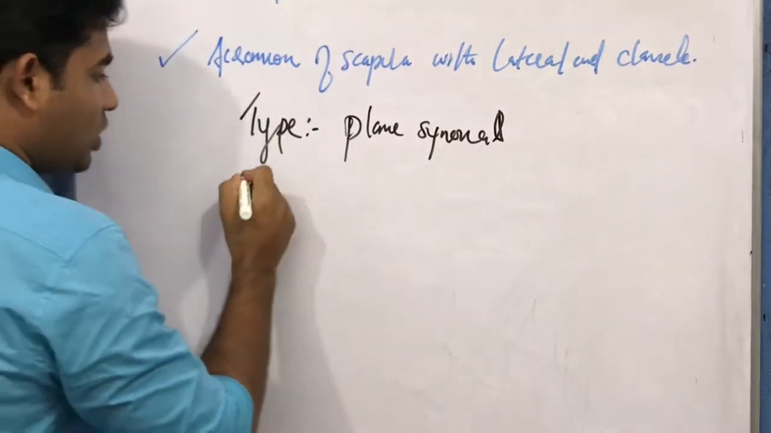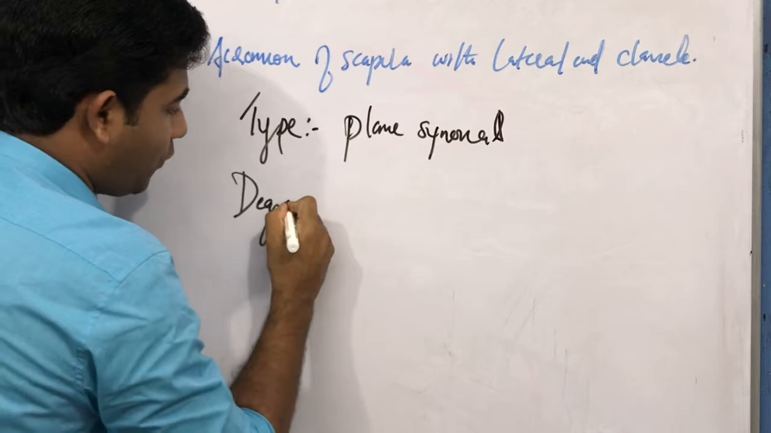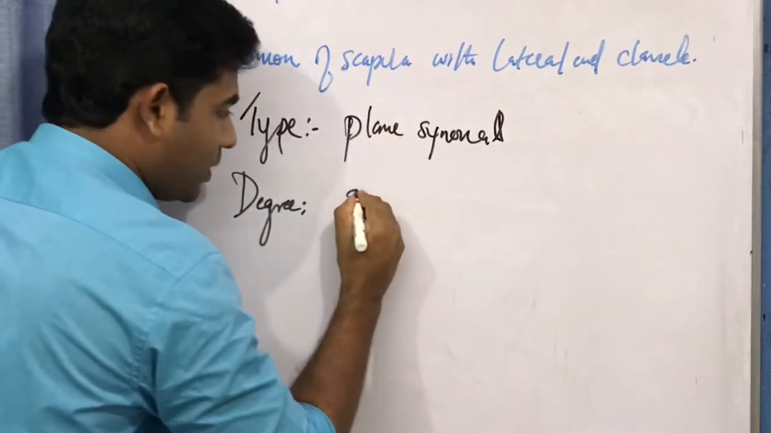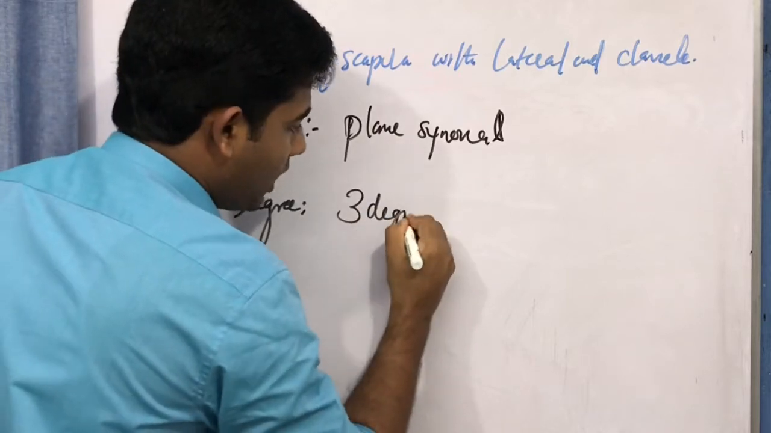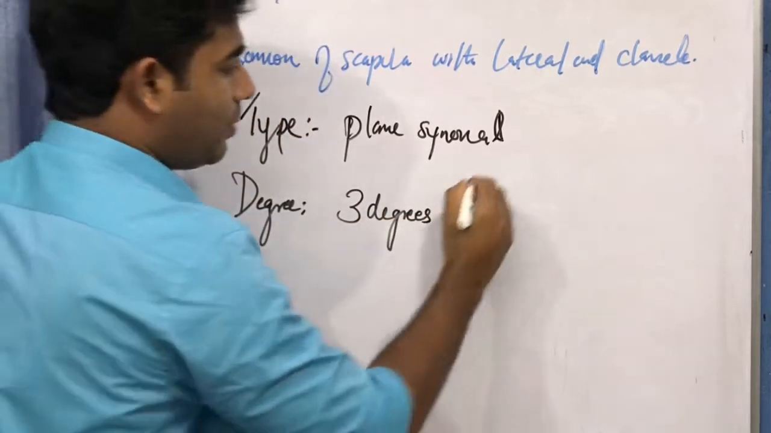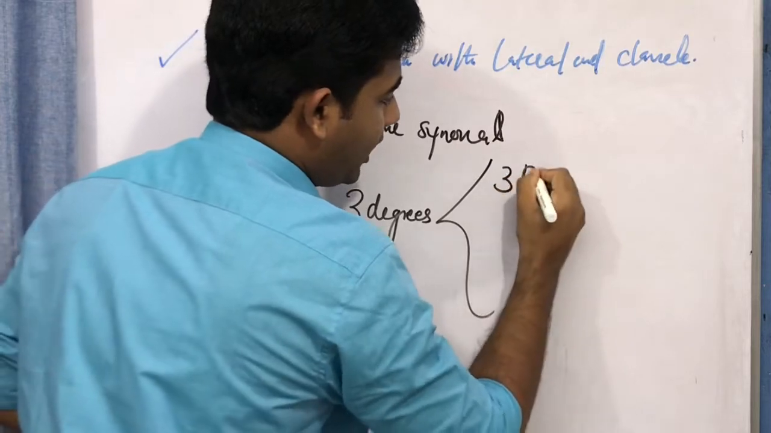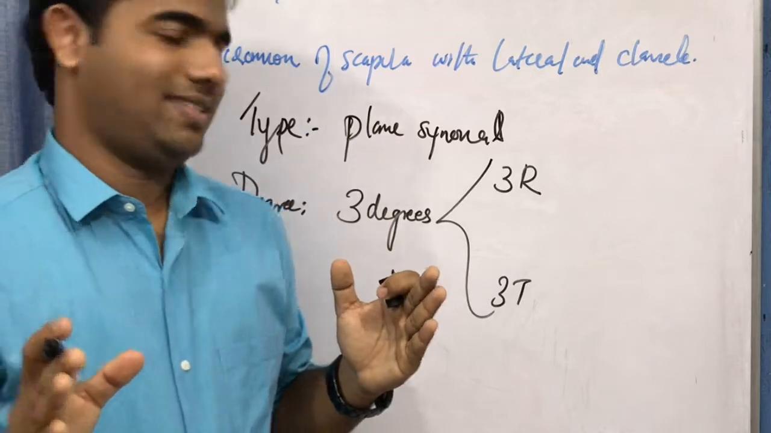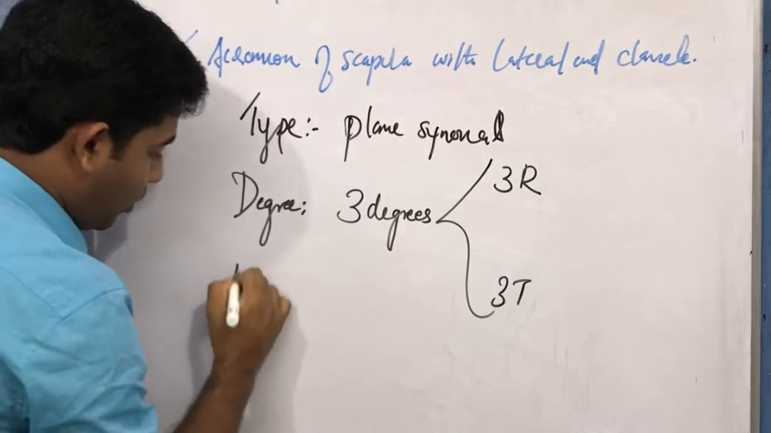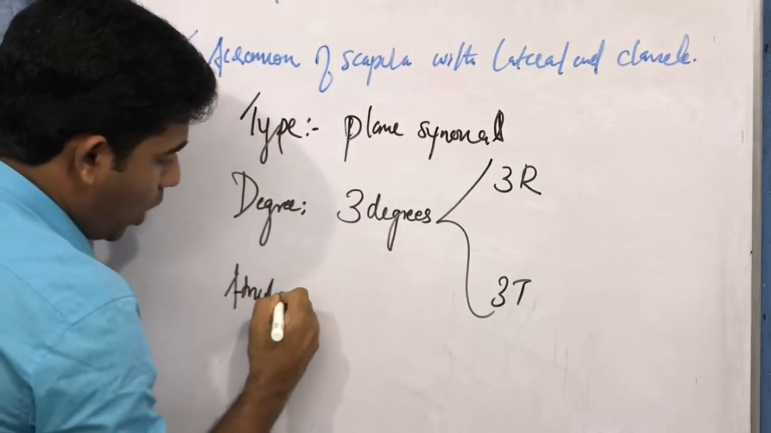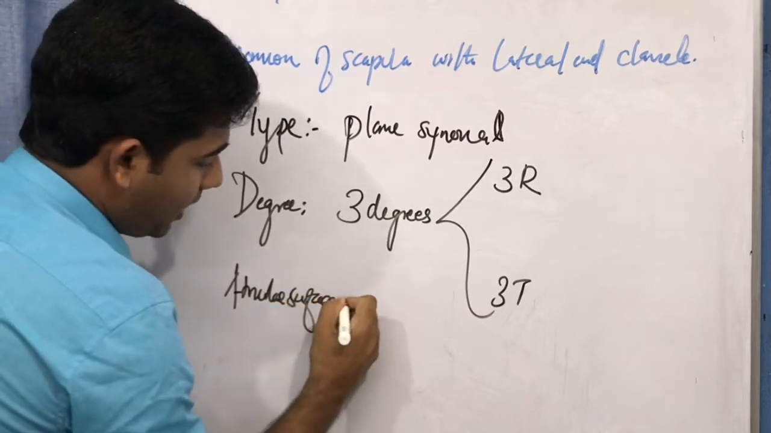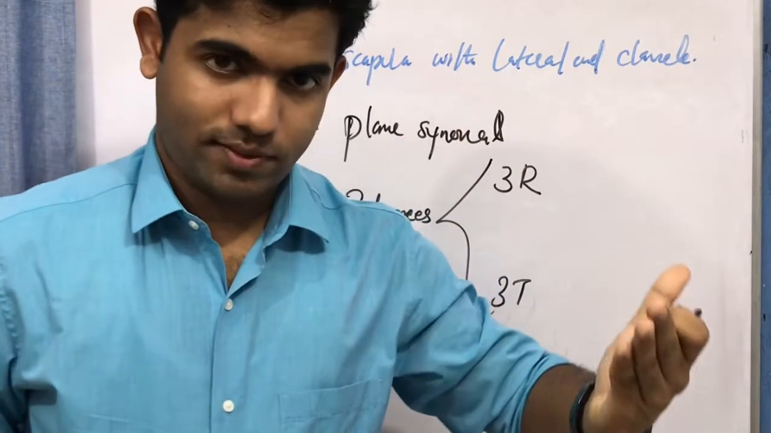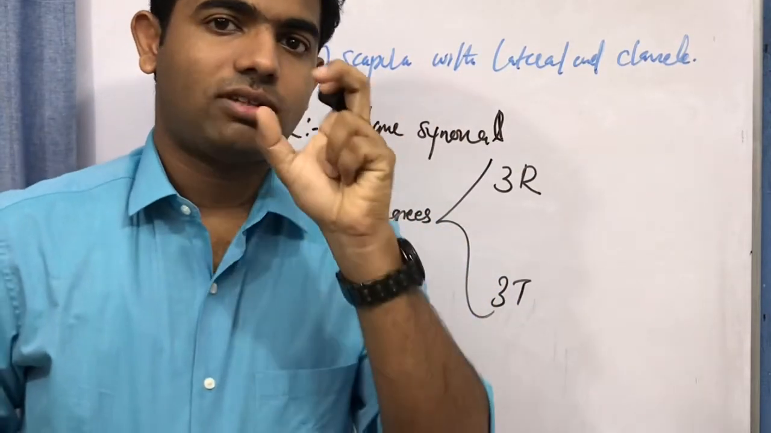If it is a plain synovial joint, how many degrees of freedom does it have? The same answer as in the sternoclavicular joint, that is 3 degrees of freedom. So this one has 3 degrees of freedom, and that can be 3 rotatory and 3 translatory degrees of freedom. Am I right? Yes. And now we learn about the articular surfaces. What are the articular surfaces of the acromioclavicular joint? We studied already: the acromion process of the scapula and the lateral end of the clavicle.